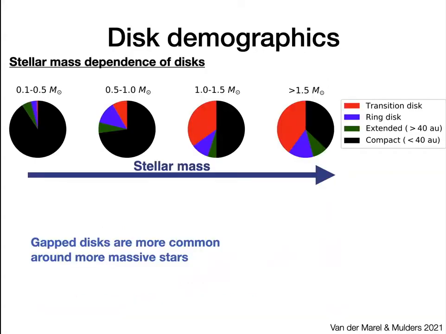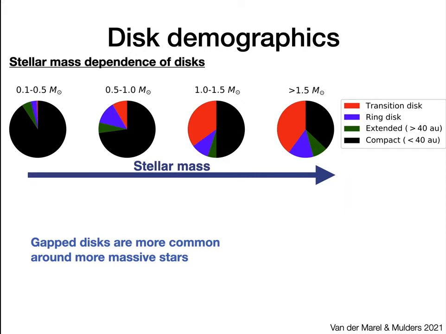So now we do a similar comparison, a similar calculation of the occurrence rate in our disk survey. Because also for these hundreds of disks, we know the stellar masses. And what we find, if we plot the number of transition disks, ring disks, and extended disks as a function of stellar mass, is that the disks with gaps are most common around the highest mass stars.